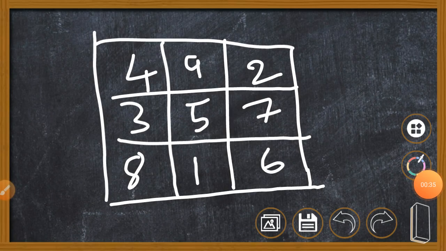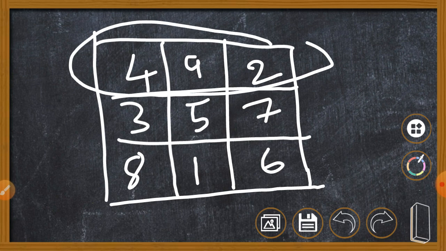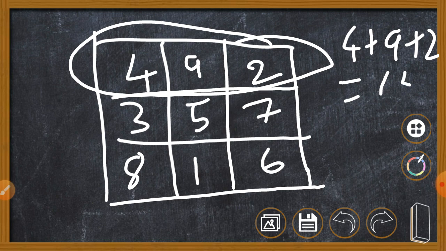So if you look at this one, the magic square over here is solved. If you add it from side to side like this one, what will you get? What is 4 plus 9 plus 2? 4 plus 9 plus 2 is 15.